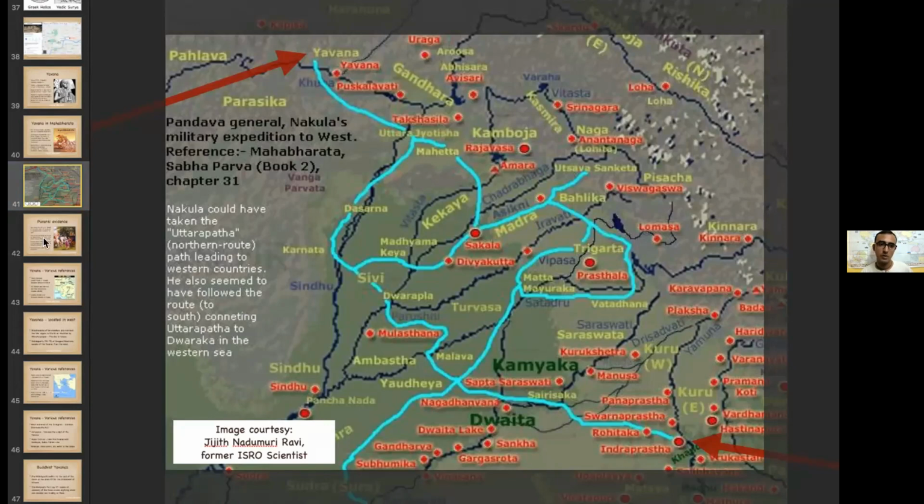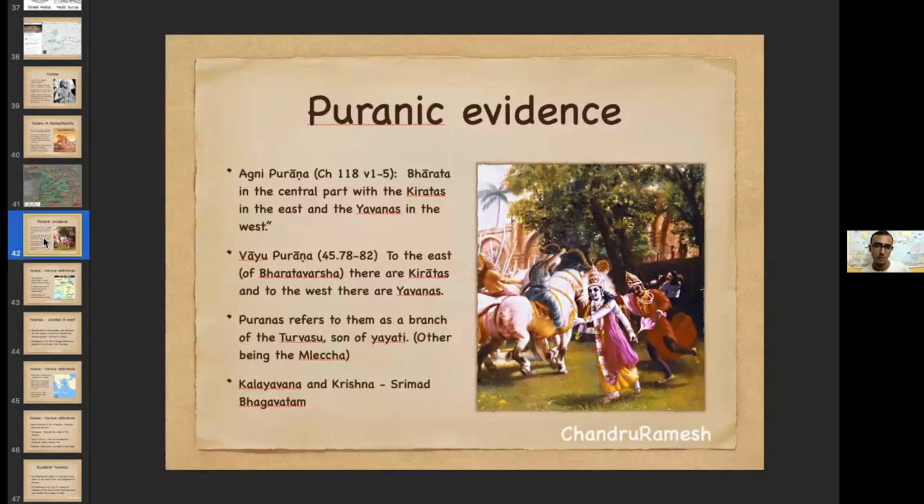So who were these Yavanas? The Puranas speak about this. Agni Purana, chapter 118, verses 1 to 5, speaks of Bharata in the central path, Kiratas in the east, and Yavanas in the west. Again, Yavanas are placed in the west of India. The Bharata is in the center and the Yavanas are placed in the west.